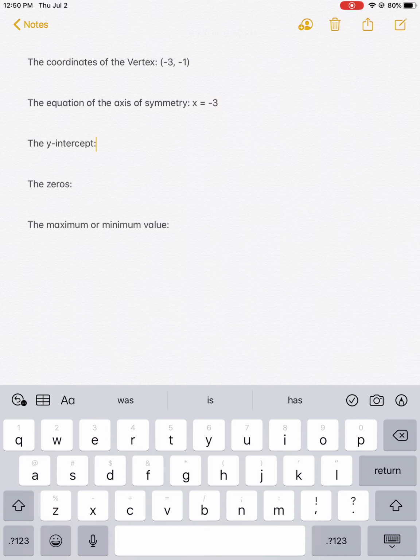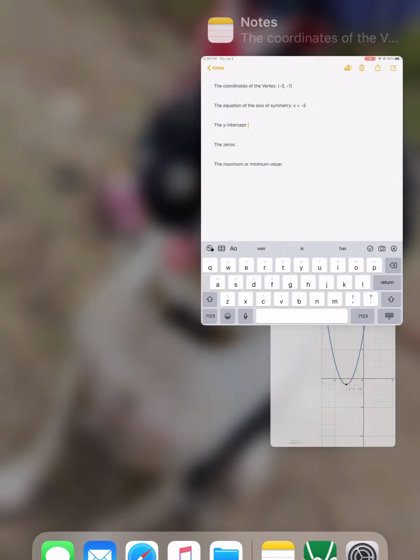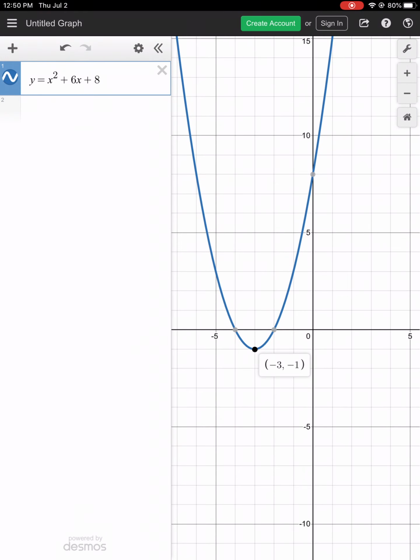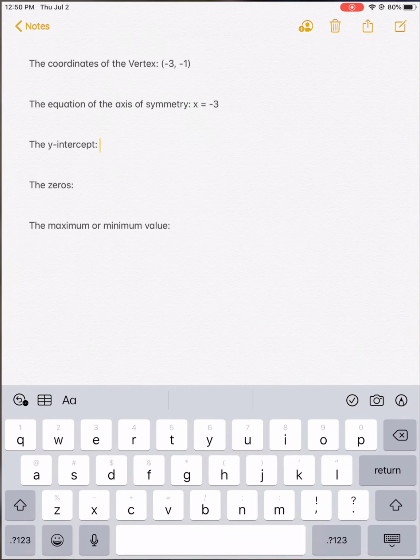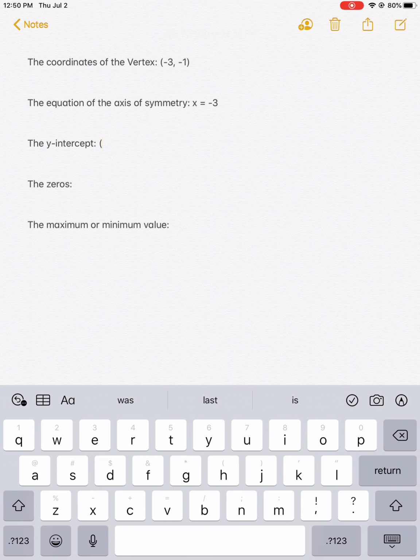The y-intercept: where does it cross the y line? Just like we did with y is equal to mx plus b, it's the same here. There should only be one y-intercept. Sometimes the y-intercept is so high or so low that we wouldn't be able to determine it. But where does it cross? It crosses right there. So (0, 8). Again, it needs to be a coordinate. (0, 8).